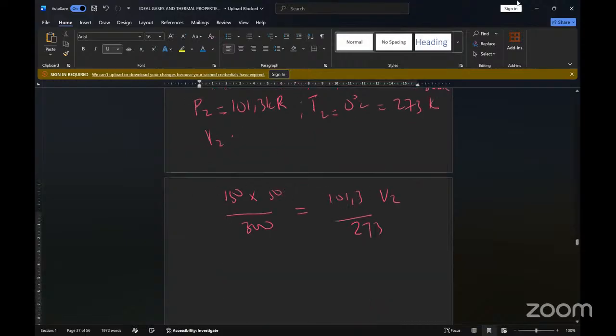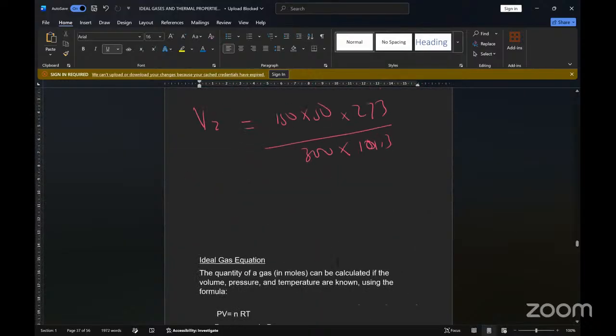So you make V2 the subject of the equation. And to make V2 the subject, let me make it easy for you. You still keep your 150 times your 50, those are the numerators, and then you take this one up there, times 273, divided by 300 times 101,3, something like that. So you divide it and you get the answer. I don't have the answer here, so let's move on.